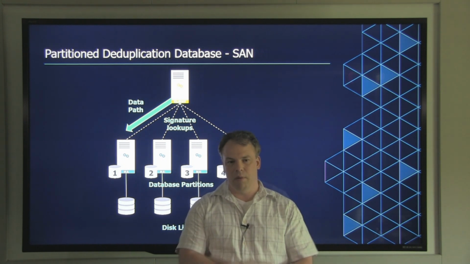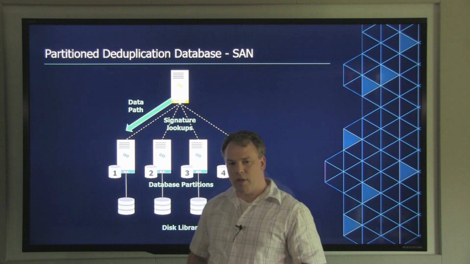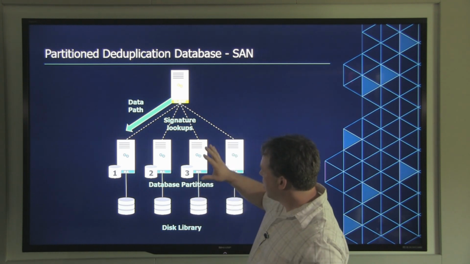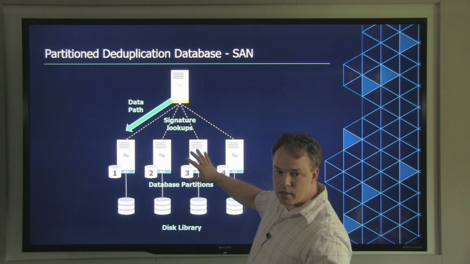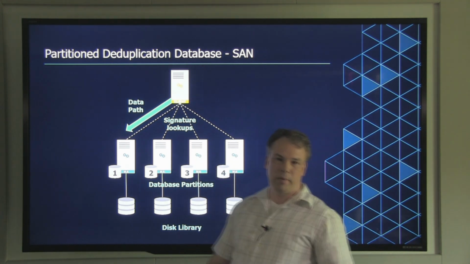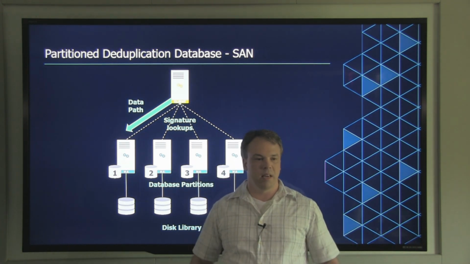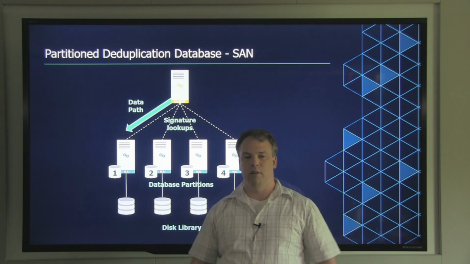So let's go through a couple of different scenarios. The first scenario is: I have 4 media agents. I've got about 500 terabytes of disk space sitting on the back end, and I just want to set it all up and let Commvault handle it.